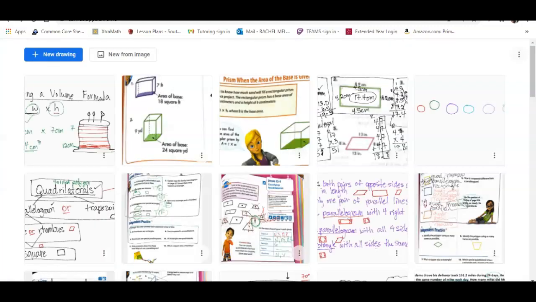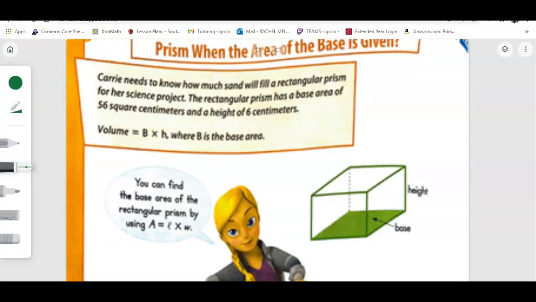All right, so going over to this problem. It says Carrie needs to know how much sand will fill a rectangular prism for her science project. The rectangular prism has a base area of 56 square centimeters and a height of 6. So the green down here, they tell us all of this together is 56 square centimeters. Okay, and then they're telling us that the height is 6.